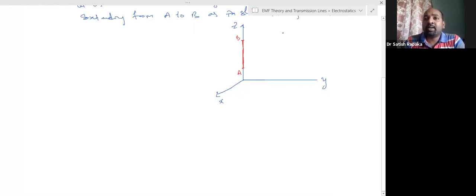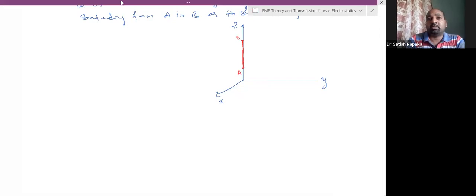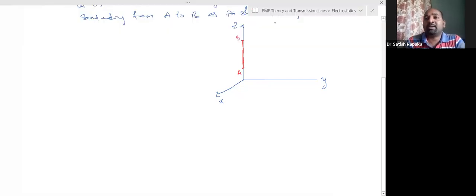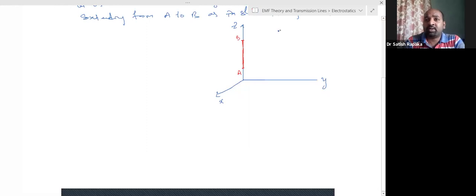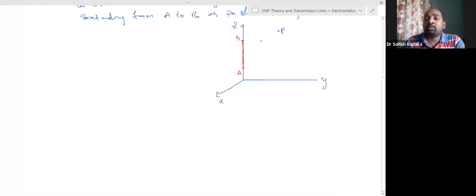Now my aim is to determine the electric field at a point P, somewhere here. So this is point P. At point P, I would like to determine the electric field with respect to the line charge.